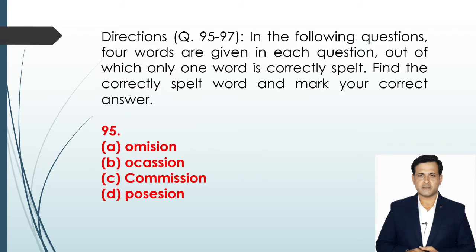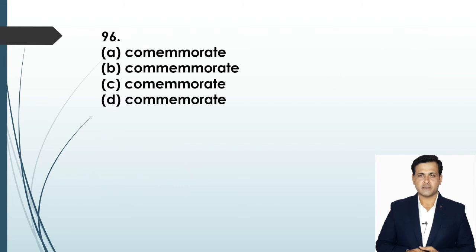Next, 95, we have to identify the correct spelling. Out of these four words, one is correct and the rest are incorrect spellings. Omission, this is wrong. Ocation, this is also wrong. Commission is correct. Possession. So C, commission.